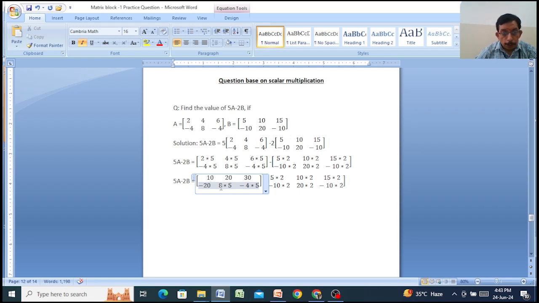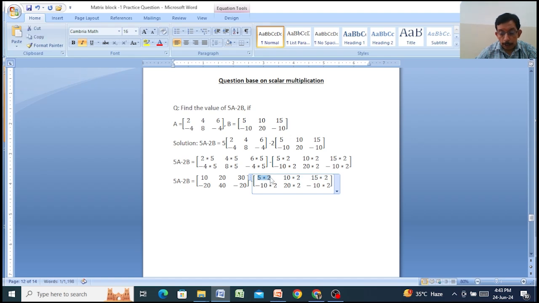8 times 5 is 40. Put down 40 in the same position. And 4 times 5 is 20. Put down the 20 in the same position. Student, the multiplication of the matrix A is complete. Now we come to the matrix B.